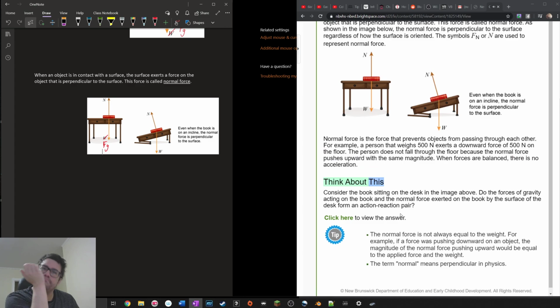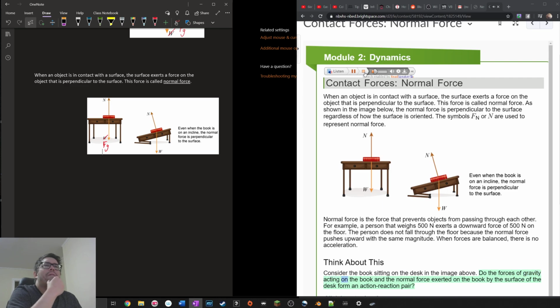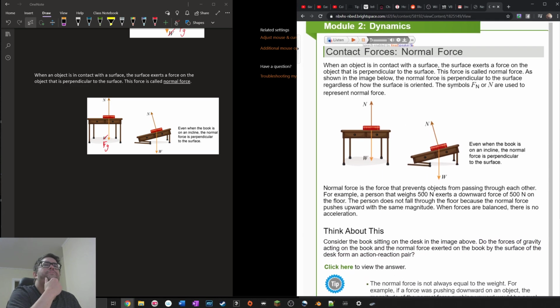Think about this. Consider the book sitting on the desk in the image above. Do the forces of gravity acting on the book... Making me think. The book is not moving, yet experiencing gravity. Same thing as tension. The table is pushing back on the book. And if the table were made of paper, then the paper would push back on the book as much as it can and then break. But the table is not made of paper, it's made of wood, it's strong, it can push back.